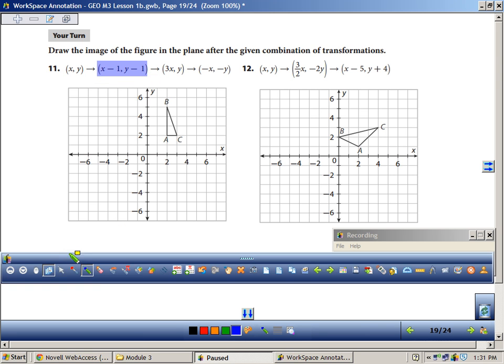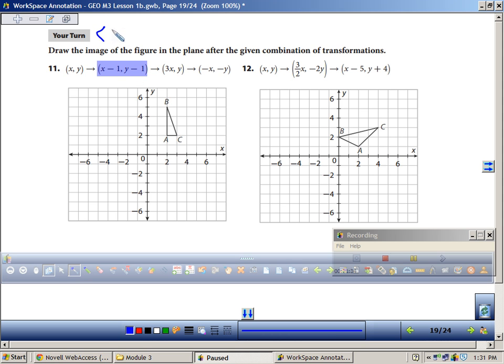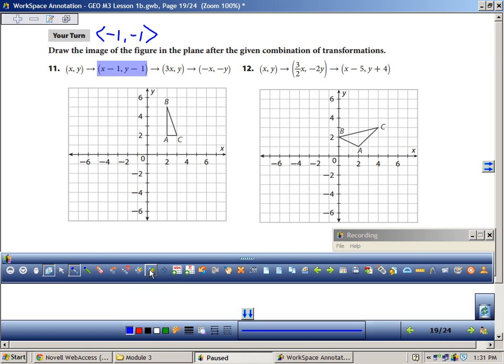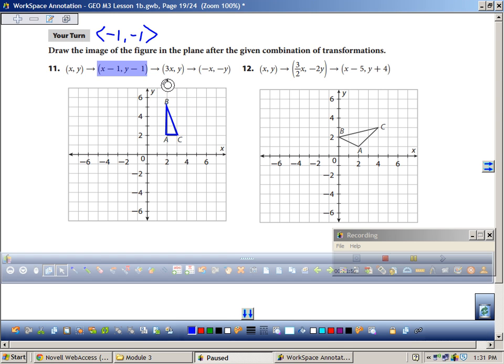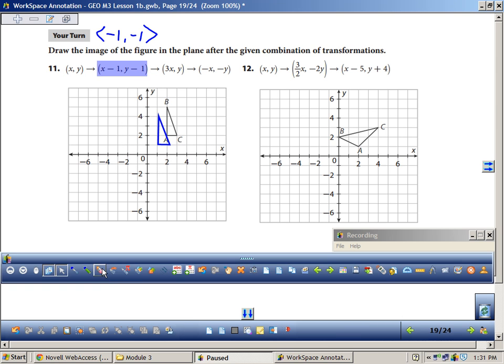What type of transformation is this? What am I doing? This is a translation. On a vector, what's the vector? -1, -1. So I'm going to start here, and I'm going to move it. I need the shuffling to stop, please. So I'm going to take this shape, and I'm going to move it. It's not quite, there it is. I'm going to move it down 1 and left 1.